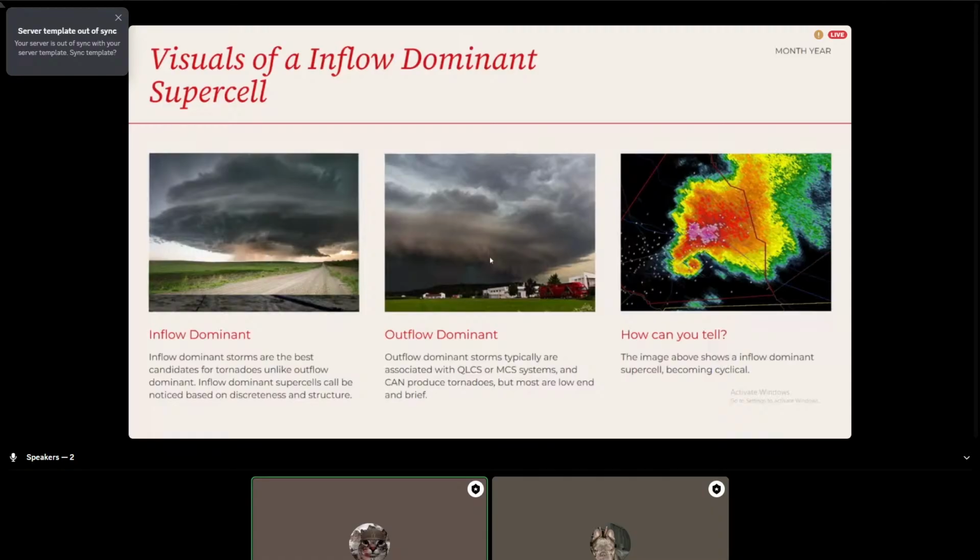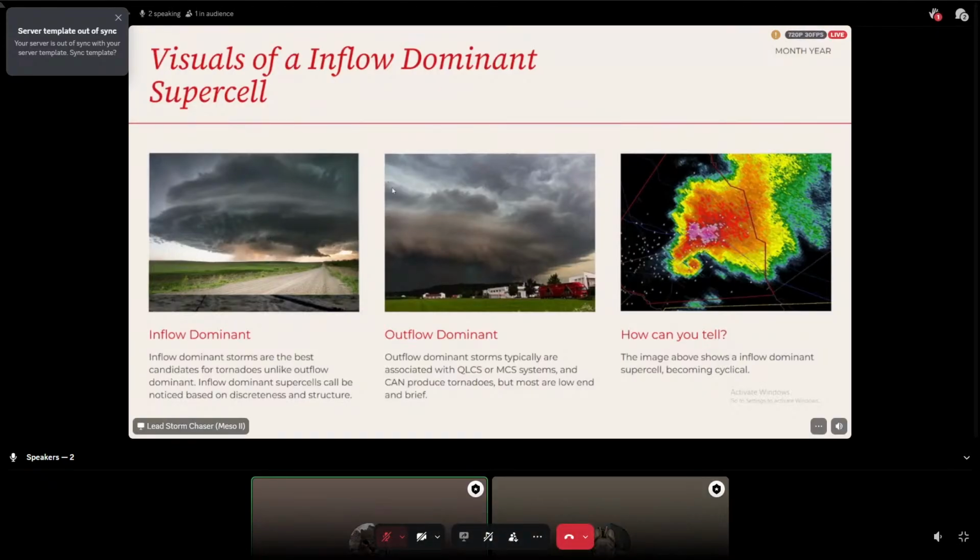Visuals of the inflow dominant supercell. So there is a difference between supercells that are inflow dominant versus outflow dominant. How can you tell? Miles, Luca, if anyone wants to share a thought on what you think is an outflow or an inflow dominant storm, you don't have to speak, obviously.